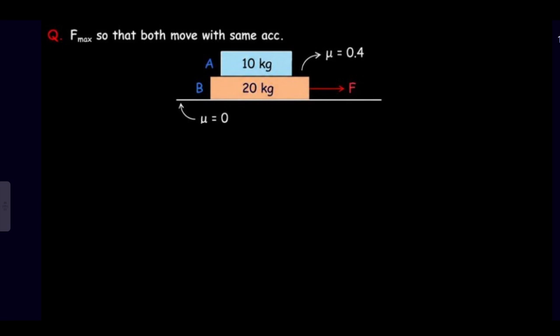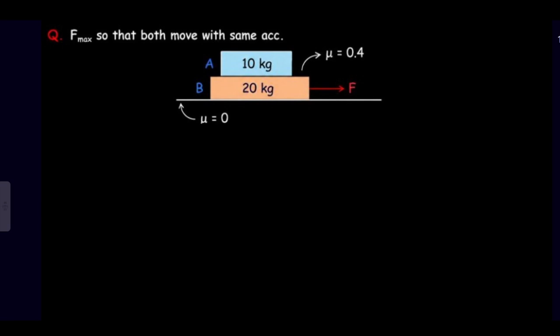Generally, in this type of problem, see what happens. Just imagine I place one block over the other block. What is the possible situation? When we apply the force, both the blocks will move together.